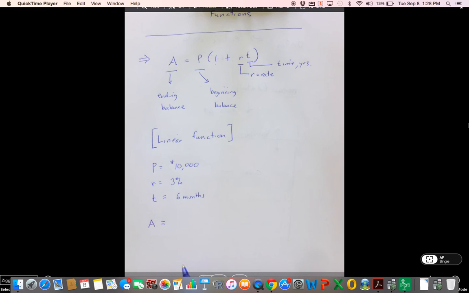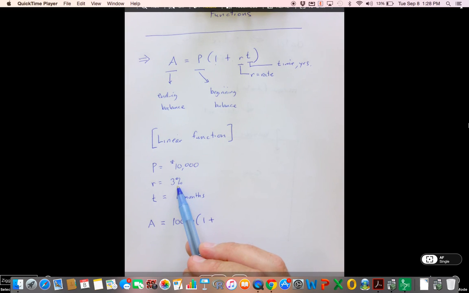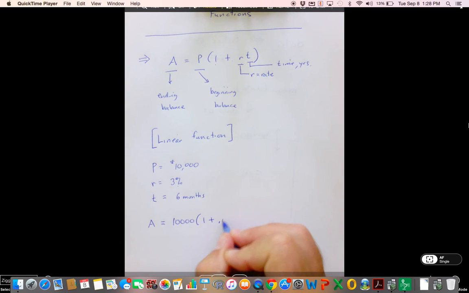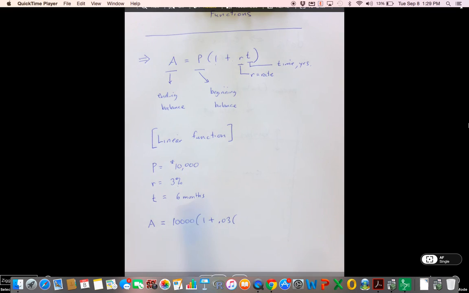You could calculate your ending balance A by taking P times 1 plus your rate, which never do math with the percentage. Always convert to a decimal. T is always in years. Well, the T we have here is months, so we know 6 months is 1/2 of a year.